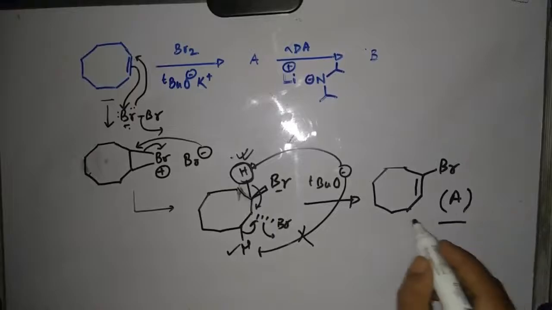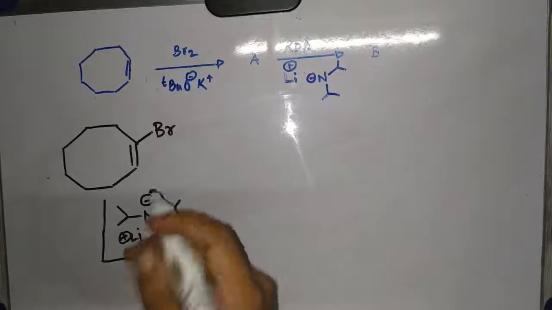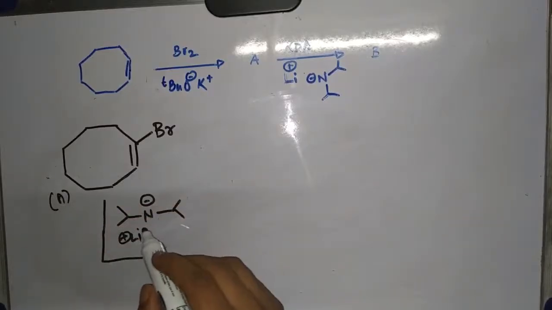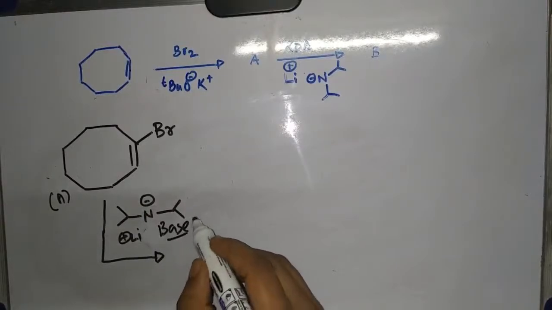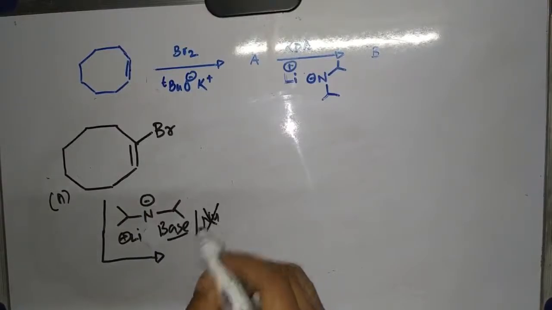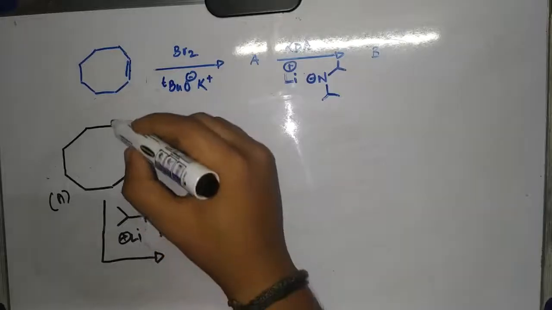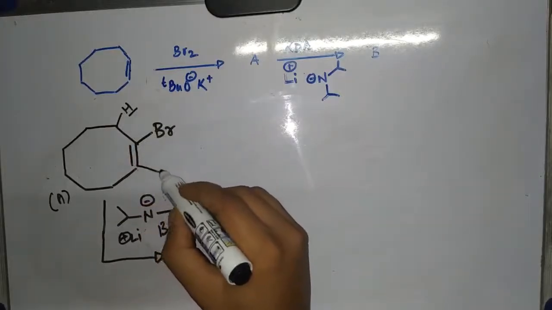Now this is again treated with LDA. Let's see what will happen. This is the structure A and it is treated with LDA. LDA is actually a base, and it will act as a base but not as a nucleophile. You have to remember this fact, and it will abstract the acidic proton. Here two chances are there: either it will abstract this proton or it will abstract this proton.